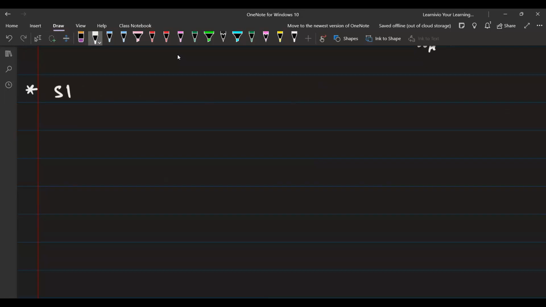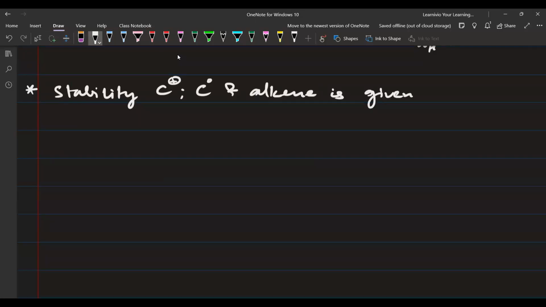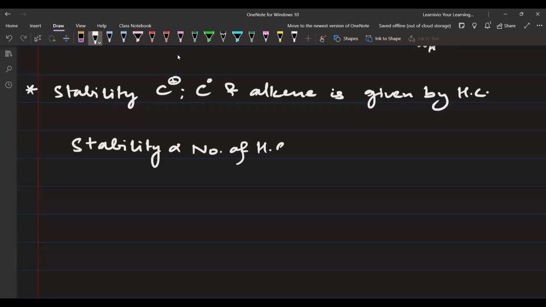First thing, stability of carbocation, carbon free radical, and alkene is given by hyperconjugation. And for all of these, the stability depends on number of hyperconjugating structure, and which is directly proportional to the number of alpha hydrogen.